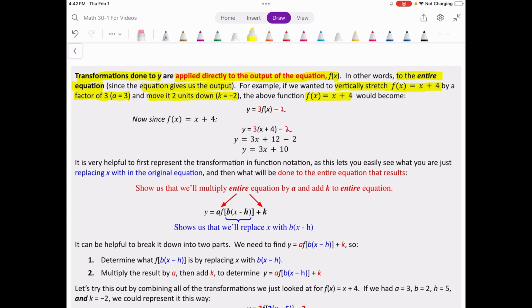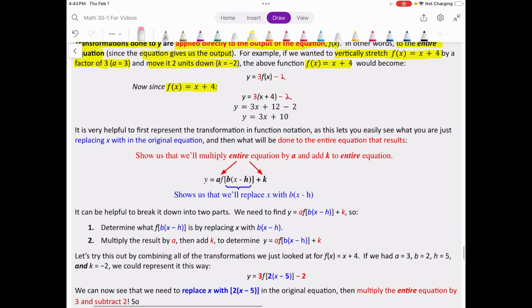Now, we know, though, that f of x, our original function, is just x plus 4. So if we're taking the original function, x plus 4, and we're multiplying its outputs by 3, then we can put in that x plus 4 there, and then we're subtracting 2 from them. So we just have 3 times f of x minus 2, but f of x is x plus 4. So now, this is the equation of the transformed function. We can simplify it a bit more because I can multiply the 3 in, so 3x plus 12 minus 2 to give me y equals 3x plus 10.